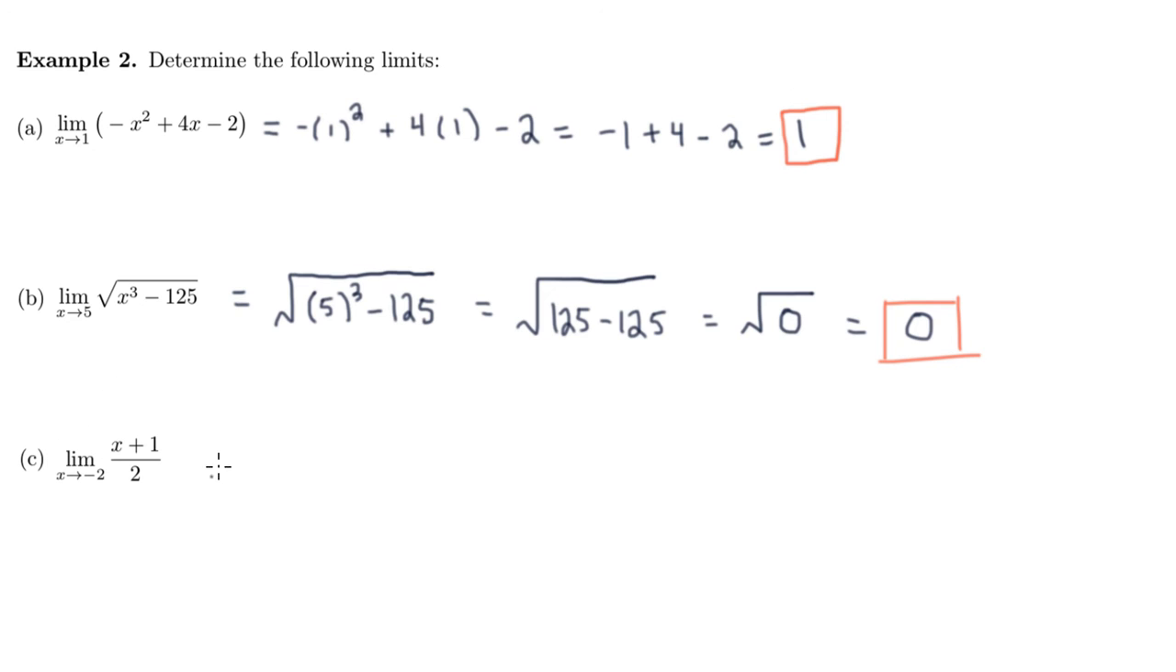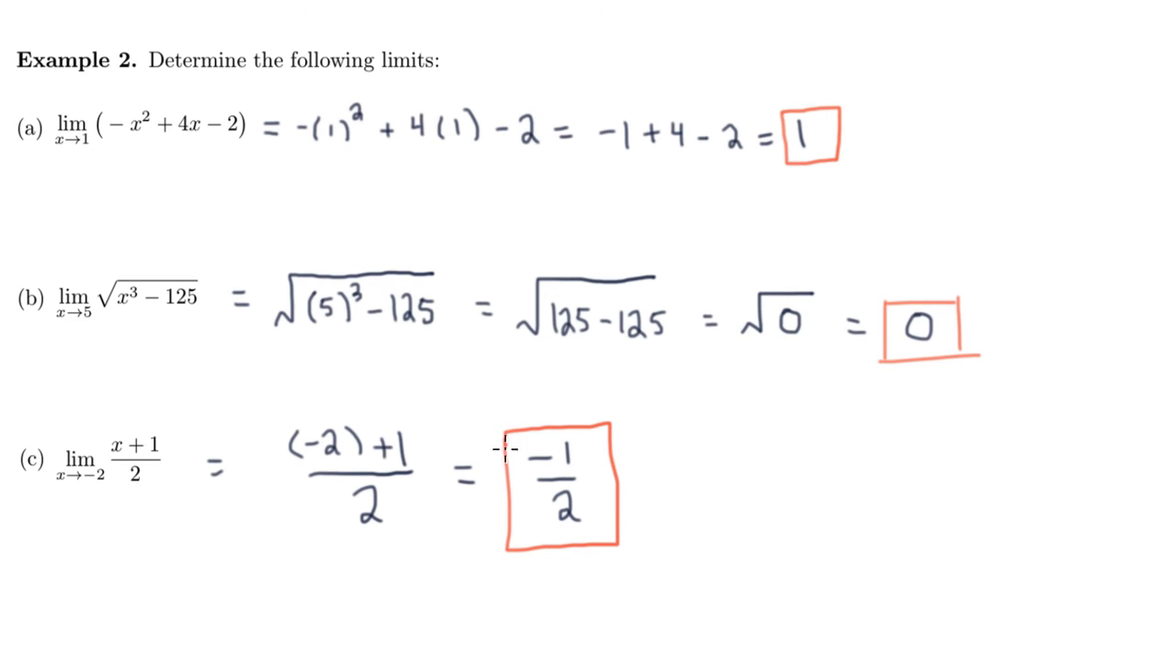And then finally, let's plug in negative 2. Negative 2 plus 1 divided by 2. Negative 2 plus 1 is negative 1, so negative 1 divided by 2, or negative 1/2. And that's the limit. So again, the limit laws make these problems really easy in the case that we can plug in what x is approaching and get a real number.